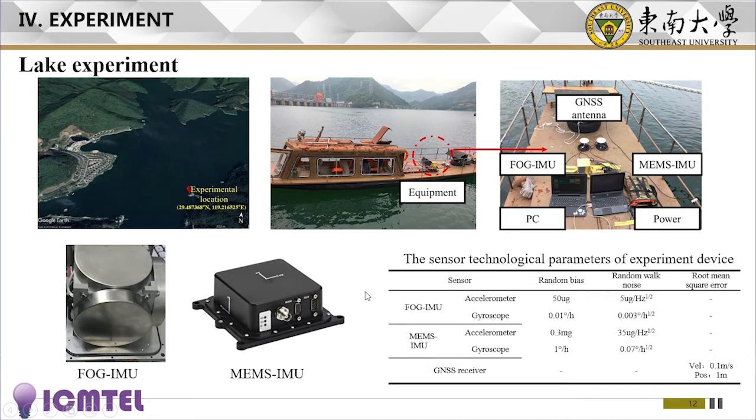In order to verify the actual effect of the proposed algorithm, a test is conducted and the proposed ship alignment in the moving state is analyzed. The experimental site is selected in a reservoir near 29 degrees north latitude and 119 degrees east longitude, and the experimental equipment is placed as shown in the top figure. The MEMS IMU and GNSS are used as the combination alignment experiment system. Besides, the fiber optic gyro IMU is involved in the experiment as the true attitude reference system, due to its excellent precision and stability of angle measurement, and the sensor technical parameters are noted in the table.